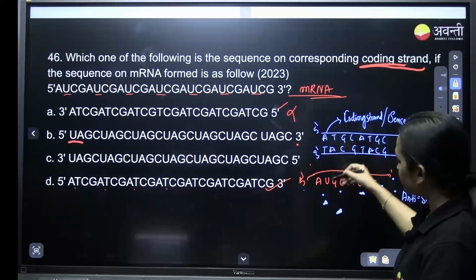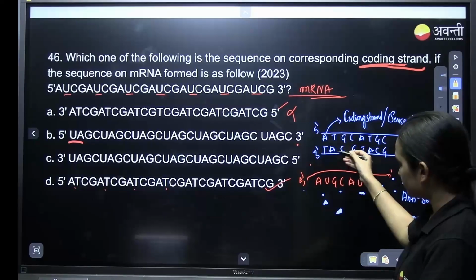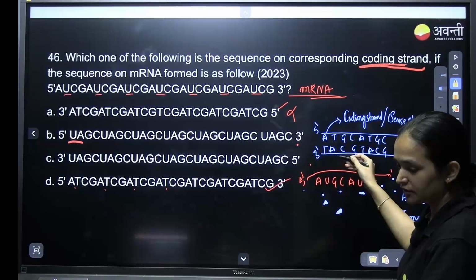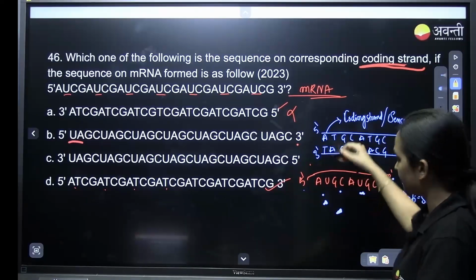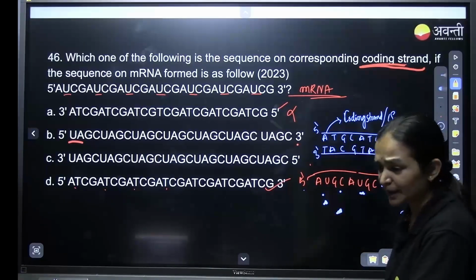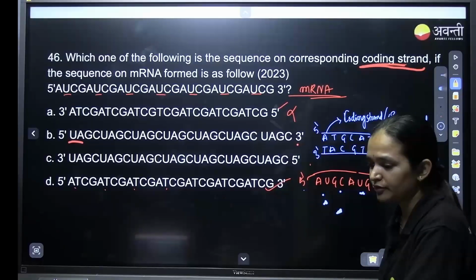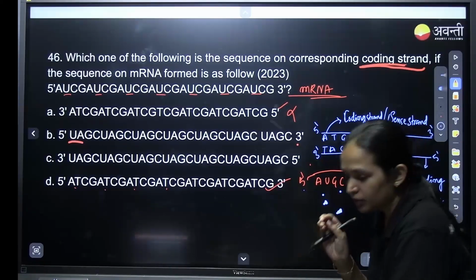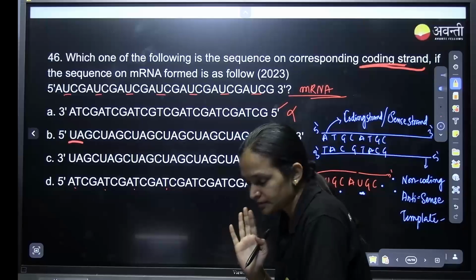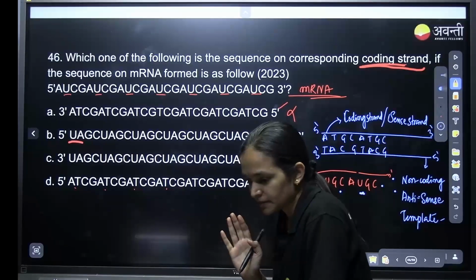Never translate the 5 prime mRNA into the non-coding strand and then into the coding strand like that. Understanding? Okay, it took like 5 minutes to explain, but you need to remember this. Understanding? Yes.